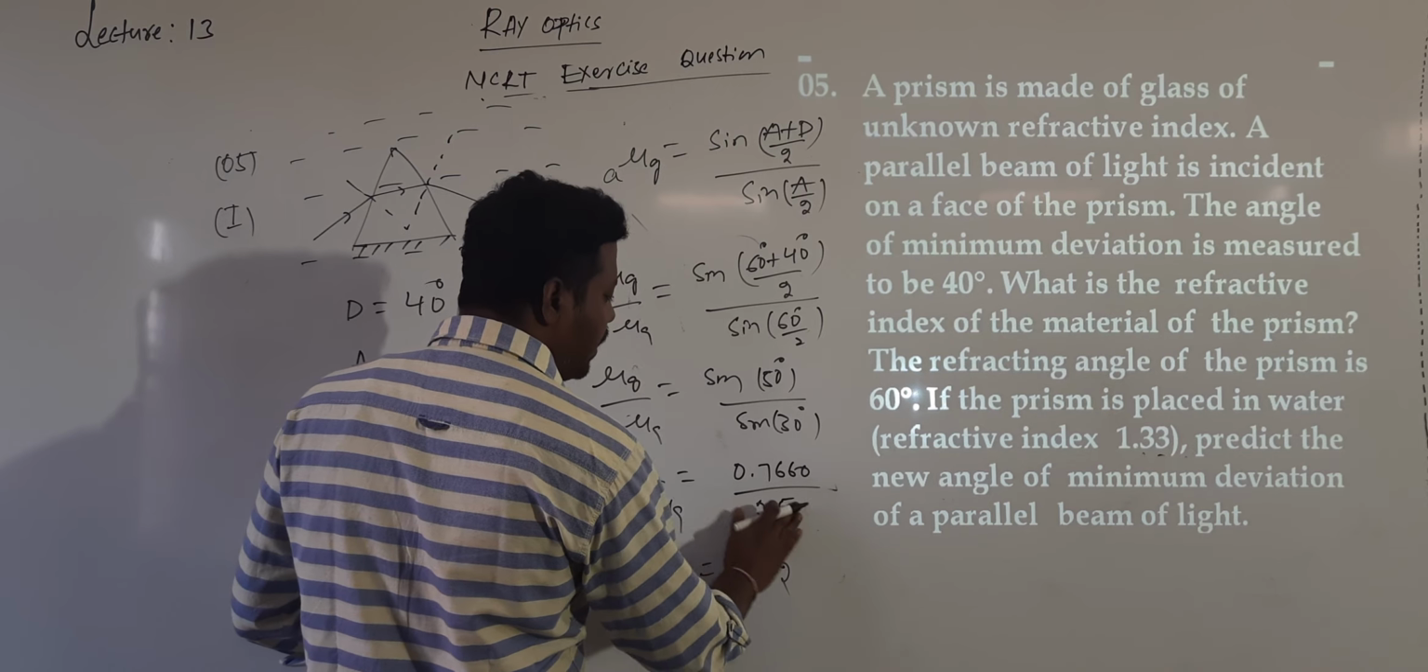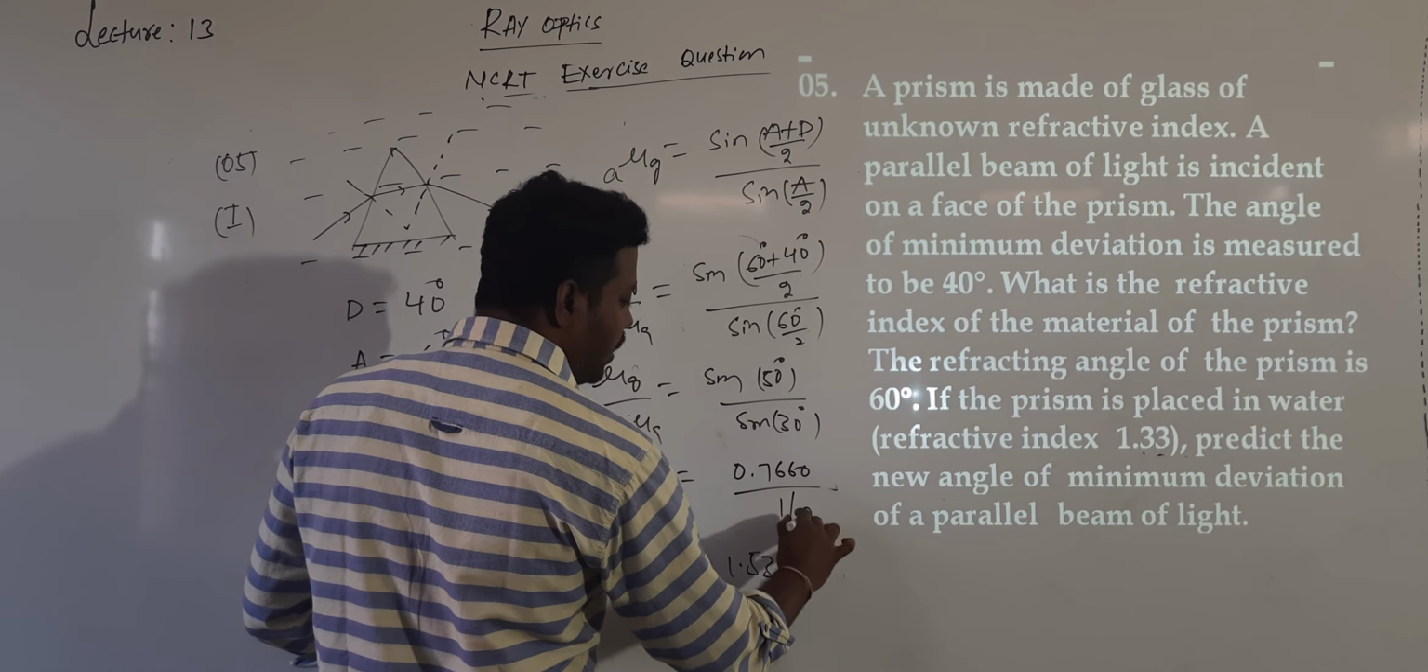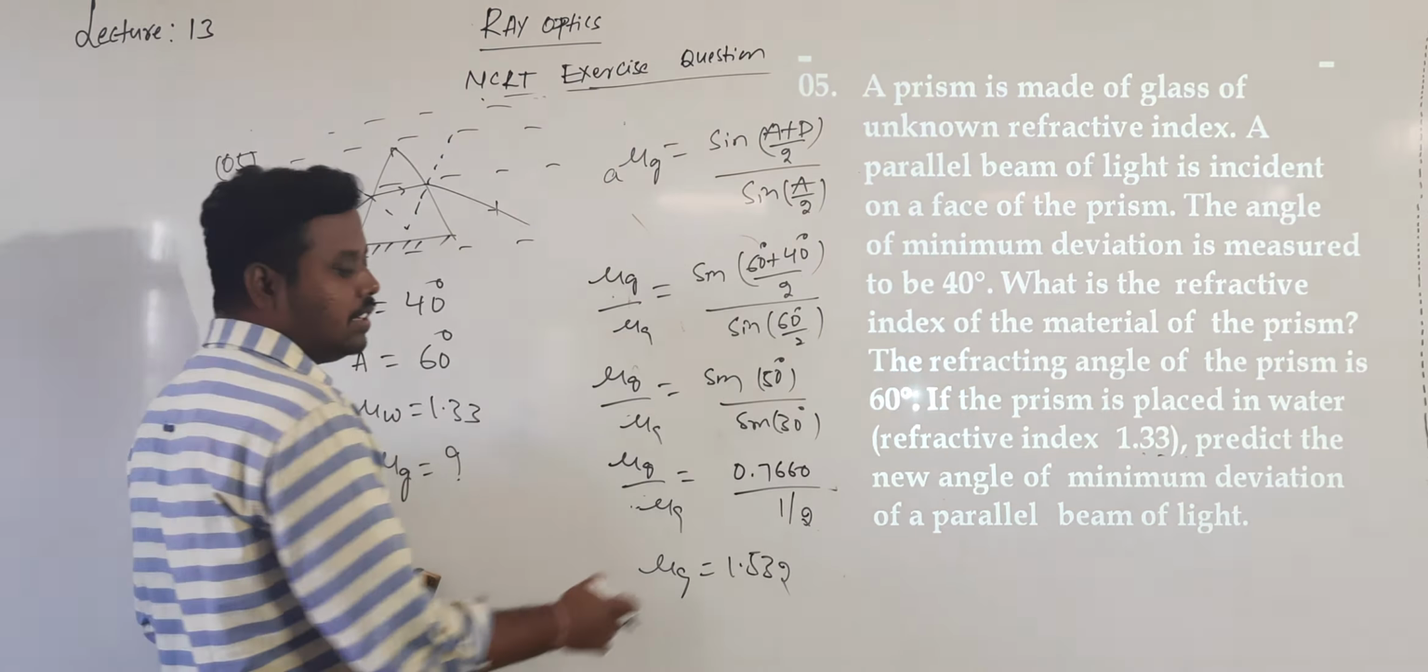1.532. 1 by 2 is nothing but 0.5. The 2 will go to the numerator, so 7 2s are 15, so 1.532. So one part is completed, up to here is completed.